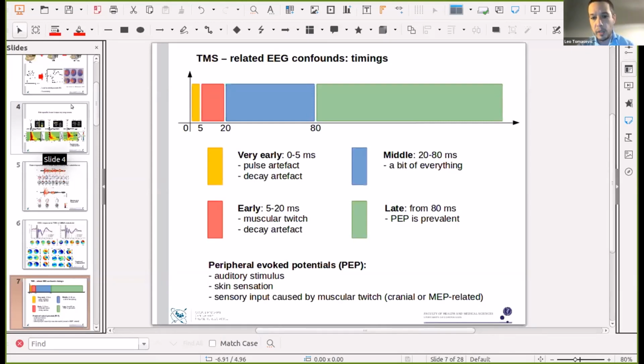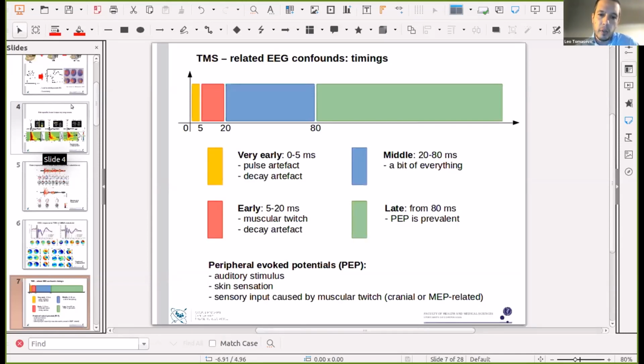Then there is the muscular twitch. And then in the middle time period between 20 and 80 milliseconds, we have a bit of everything overlapped. And in the late responses, the peripheral response to the TMS is dominating. What is the peripheral response to TMS?